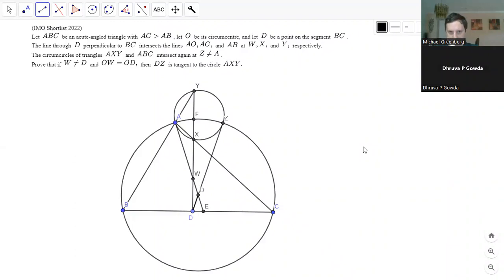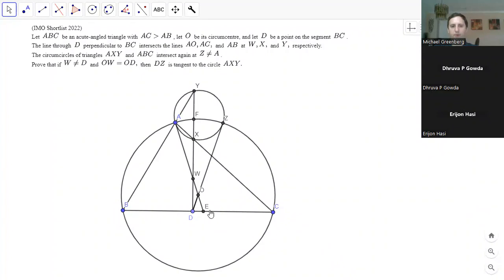So can we show that OA's tangent? I think, because if we show that OA's tangent to the circle, then by symmetry we would have DZ as tangent. So to show that OA is tangent, is that just an angle chase? We'd want to show that OAC is 90 minus this. Yeah, so that would be too easy almost. I think this problem might be too easy, to be honest, unless I'm missing something.